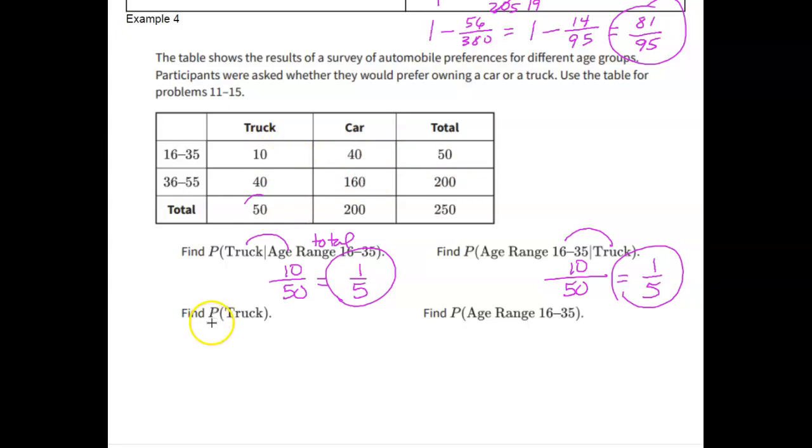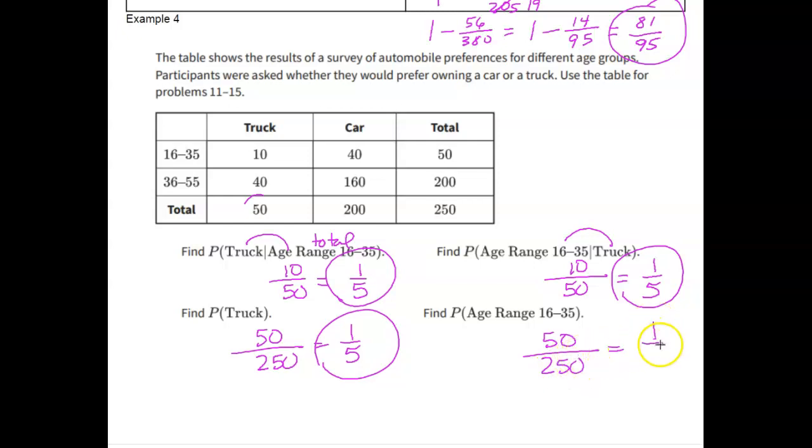Find the probability that they own a truck. So remember, this is how many own a truck all together out of all the people. So we get 50 out of 250. And find the probability that they will be 16 to 35 years old. So we've got 50 there out of all the people total. Look at this, 4 different questions with the same answer. So just a good review.